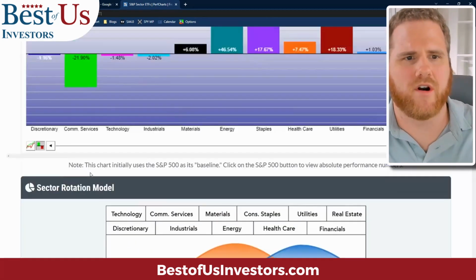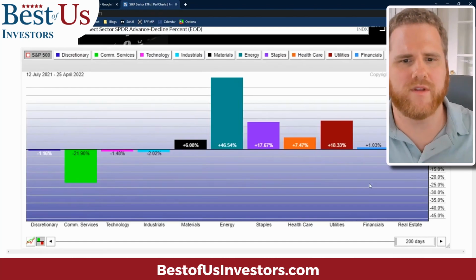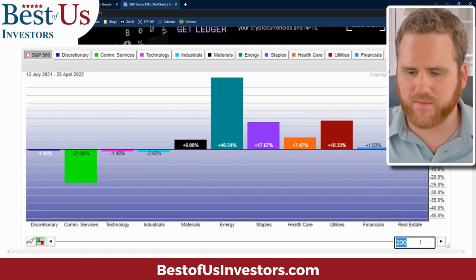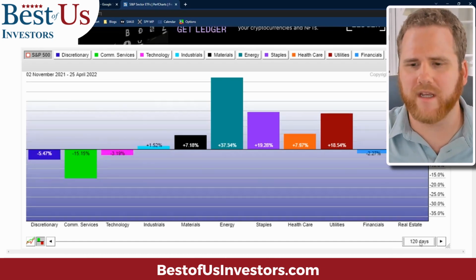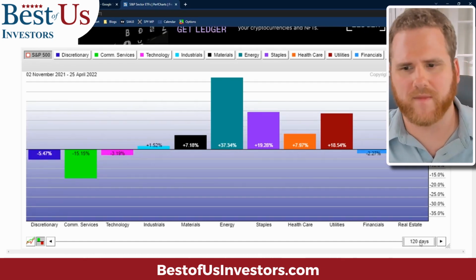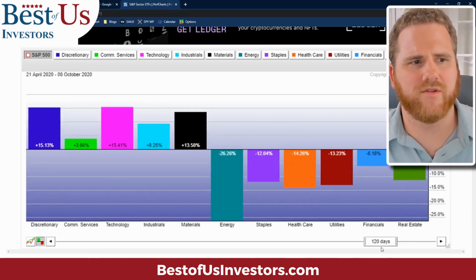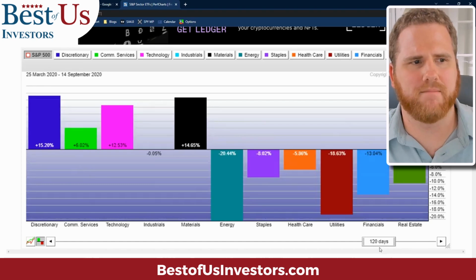Let's look at the chart up here. All right, so what we can do with this chart is really fun. We can punch in a number of days. I'm going to put in, let's say, 120, which is roughly 2 quarters. And then let's scroll this back until we can get to basically March 25th, 2020.